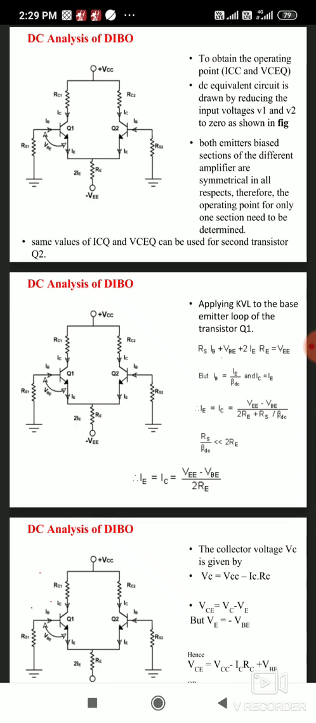So to find out the ideal characteristics of the amplifier circuit, output characteristics, you have to concentrate on operating point of the amplifier, operating point of the transistor. So operating point, to find out that operating point, you have to do the DC analysis. Now clear?